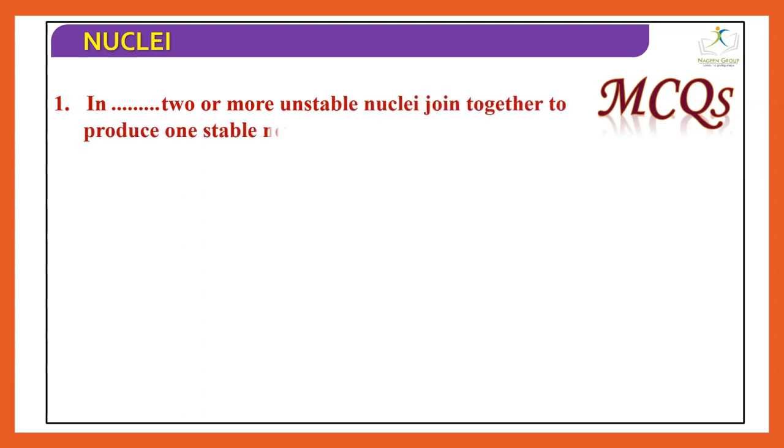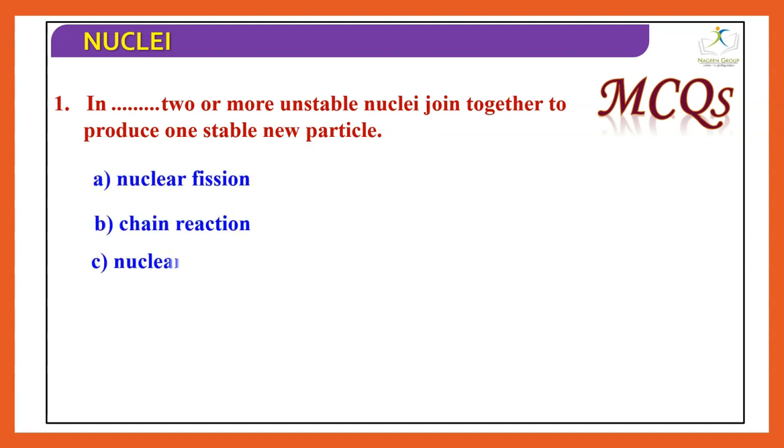Now let's move on to some questions. In dash, two or more unstable nuclei join together to produce one stable new particle. The correct answer is nuclear fusion.